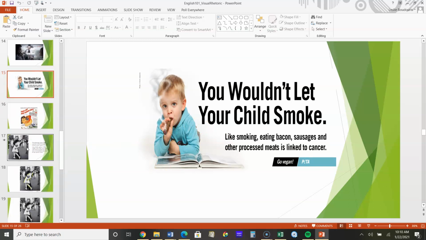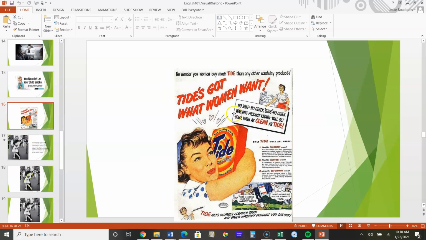The next image is an older image on slide 16. It's an older Tide ad. You don't have to use this advertisement, but I wanted to throw in an example of an older advertisement because I do have some students who write about older advertisements. There's a lot going on here. It's almost too busy for my eyes when I first look at it. I really don't know where to look first.